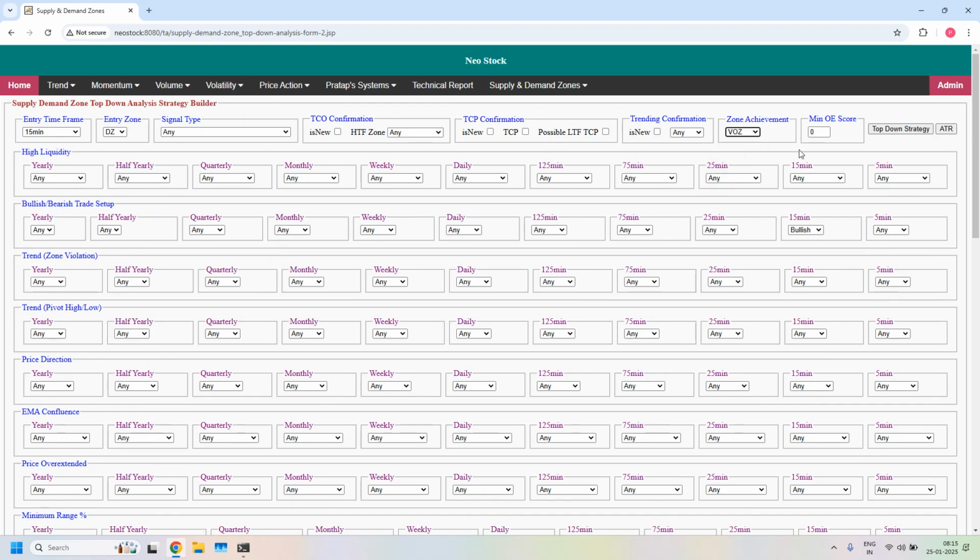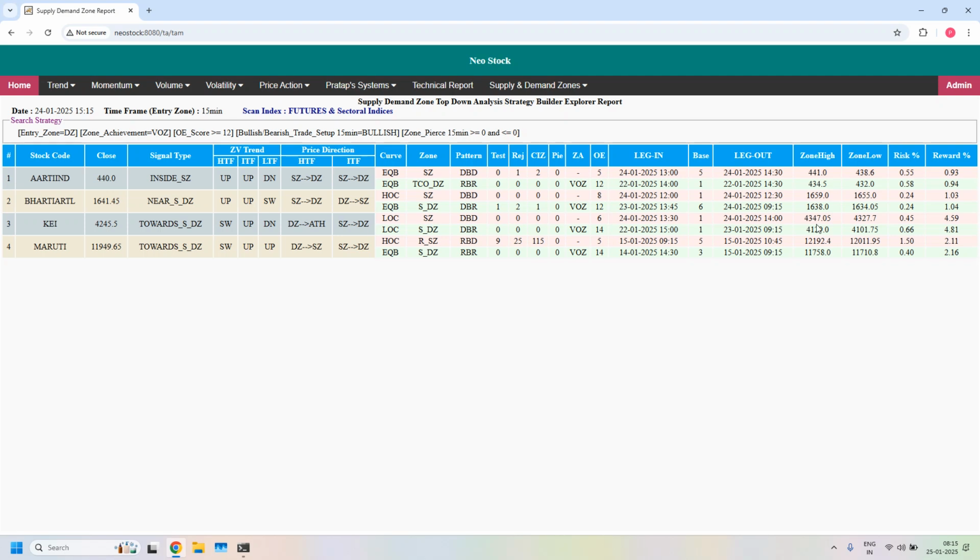Zone achievement VOZ, minimum odd enhancer score 12. All 3 filters are applied to 15 minutes demand zone. We got 4 stocks. These 4 stocks are currently supporting bullish trade setup for daily income trade. The same thing I explained in today's lesson 29.2.